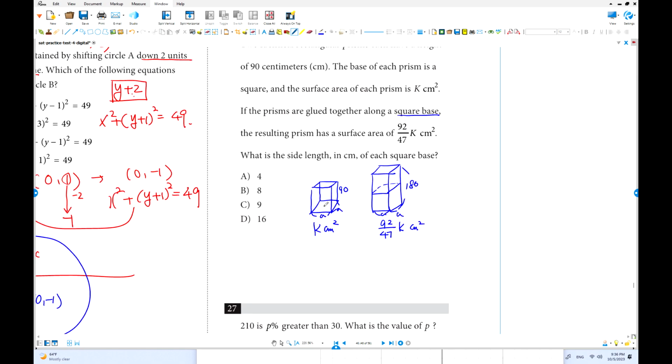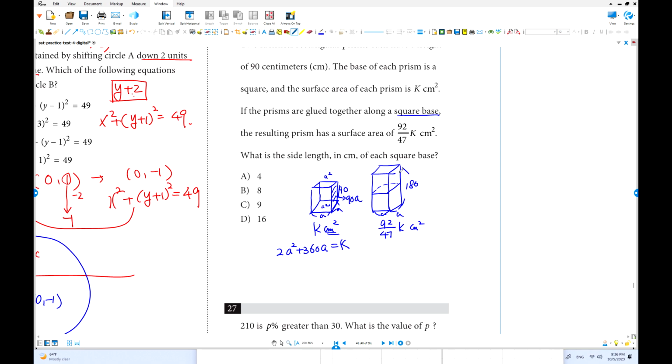Now let's find the surface area. The bottom area is the square, that is A squared, the top is the square, the sum of this is 2A squared. What is the area of this one? 90A, right? Base times height is 90. This area is 90A. We have 4 lateral sides, times 4 is what? 360A. That equals K square centimeters, which is the surface area.